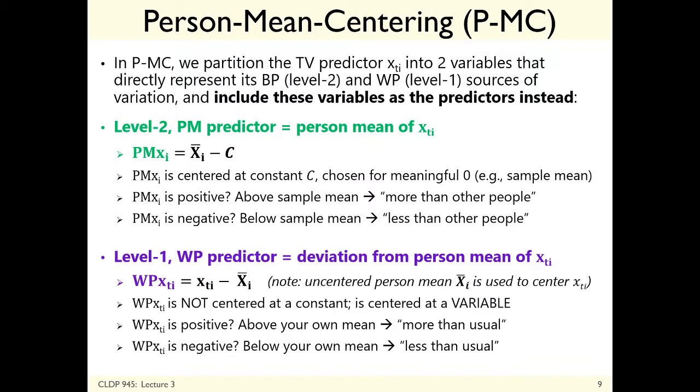So these 2 new predictors are orthogonal. They are uncorrelated. They each go into the model at their own level, and their interpretation cannot be screwed up.